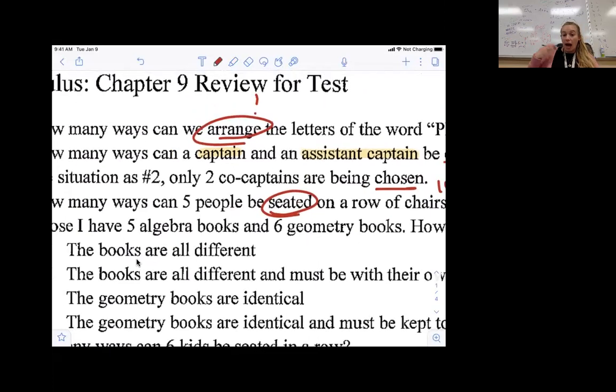So I always think about how many items am I arranging? Then I think, is there any bundling? And then I think, are there any repeats? So there's no bundling, there's no repeats. They're all different, they're all unique. I'm physically arranging 11 items, 11 books. 5 plus 6 is 11, okay?